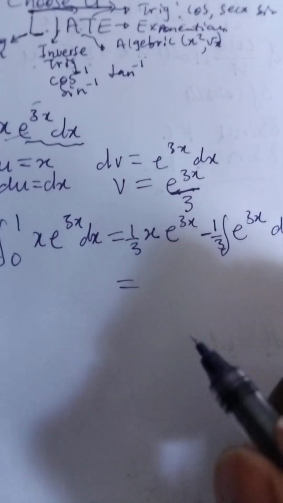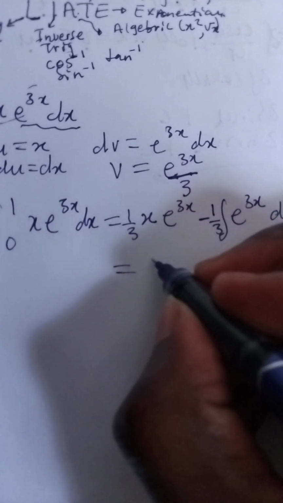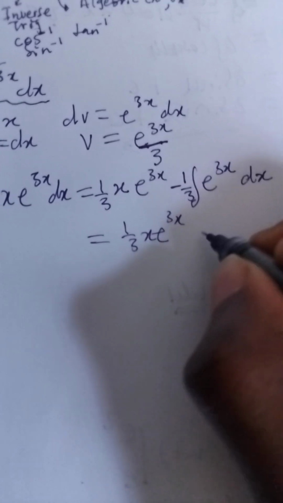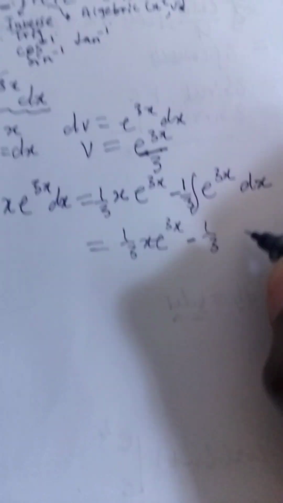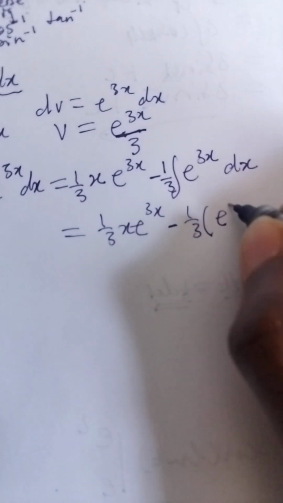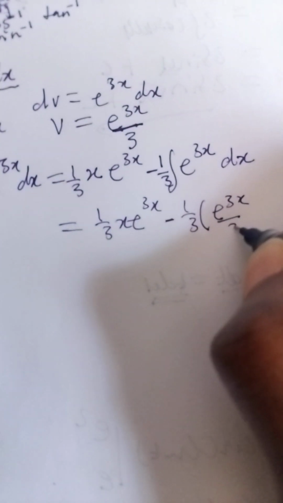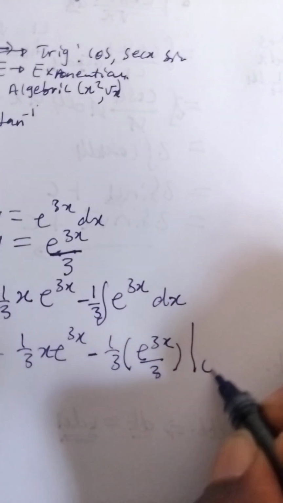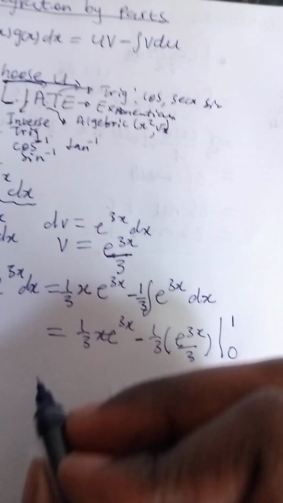Then this will simplify to 1 all over 3 x e to the 3x minus 1 all over 3 into the integral of this. We already know it. It has to be e to the power 3x divided by 3. Okay, so now I'm done integrating. I should not forget that this thing is between 0 and 1. Okay, so it's definite. So I have to say between 0 and 1, just like that.